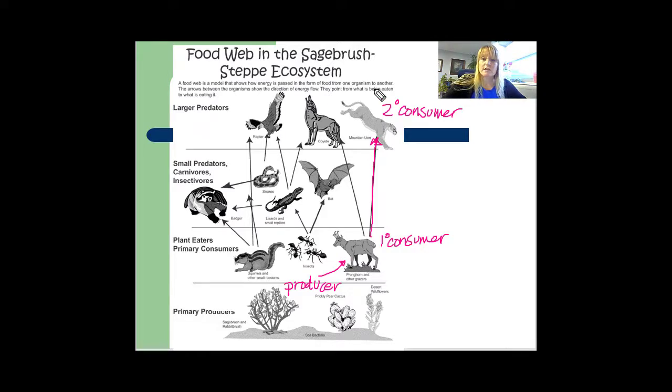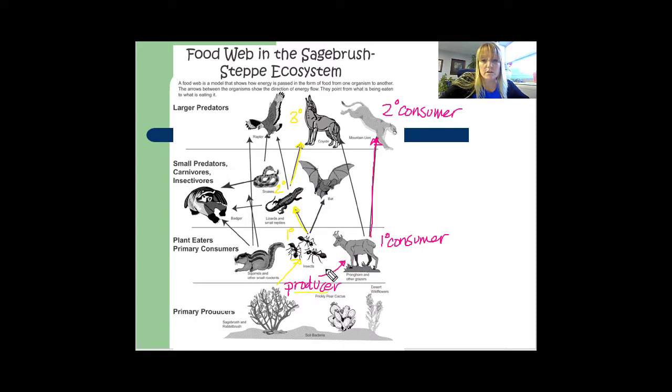Now for a different example, you might have the insects that are feeding on the various plants. So here you have your primary consumer, and then from there the lizard that's feeding on the insects. Here is your secondary consumer, and then you have the coyote that might be feeding on the lizard. So the coyote in this case would be a tertiary consumer, but at the same time the coyote could be a secondary consumer.